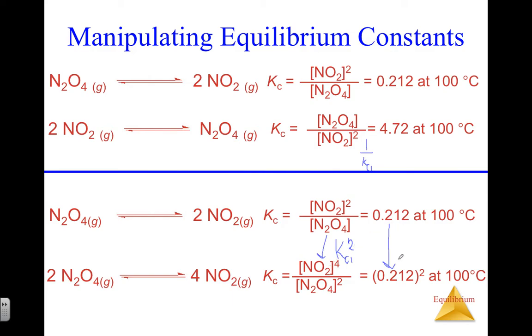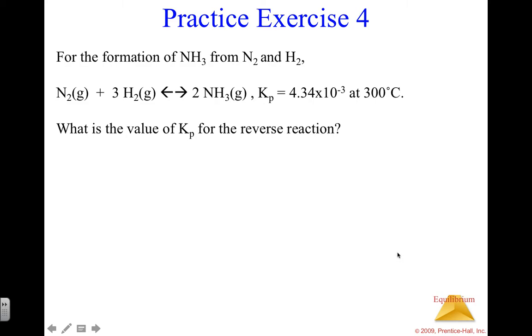Okay, so let's go ahead and now we can look at practice exercise 4 for the formation of NH3 from N2 and H2, so the production of ammonia gas from elemental nitrogen and hydrogen gas. Kp is 4.34 times 10 to the negative third at 300 degrees Celsius. What is the value of Kp for the reverse reaction? So remember, if you reverse a reaction, think about it. What do you do to K? Look at the notes you just wrote down, pause this video, and then come back and we'll check our work together. Okay, so pause now.